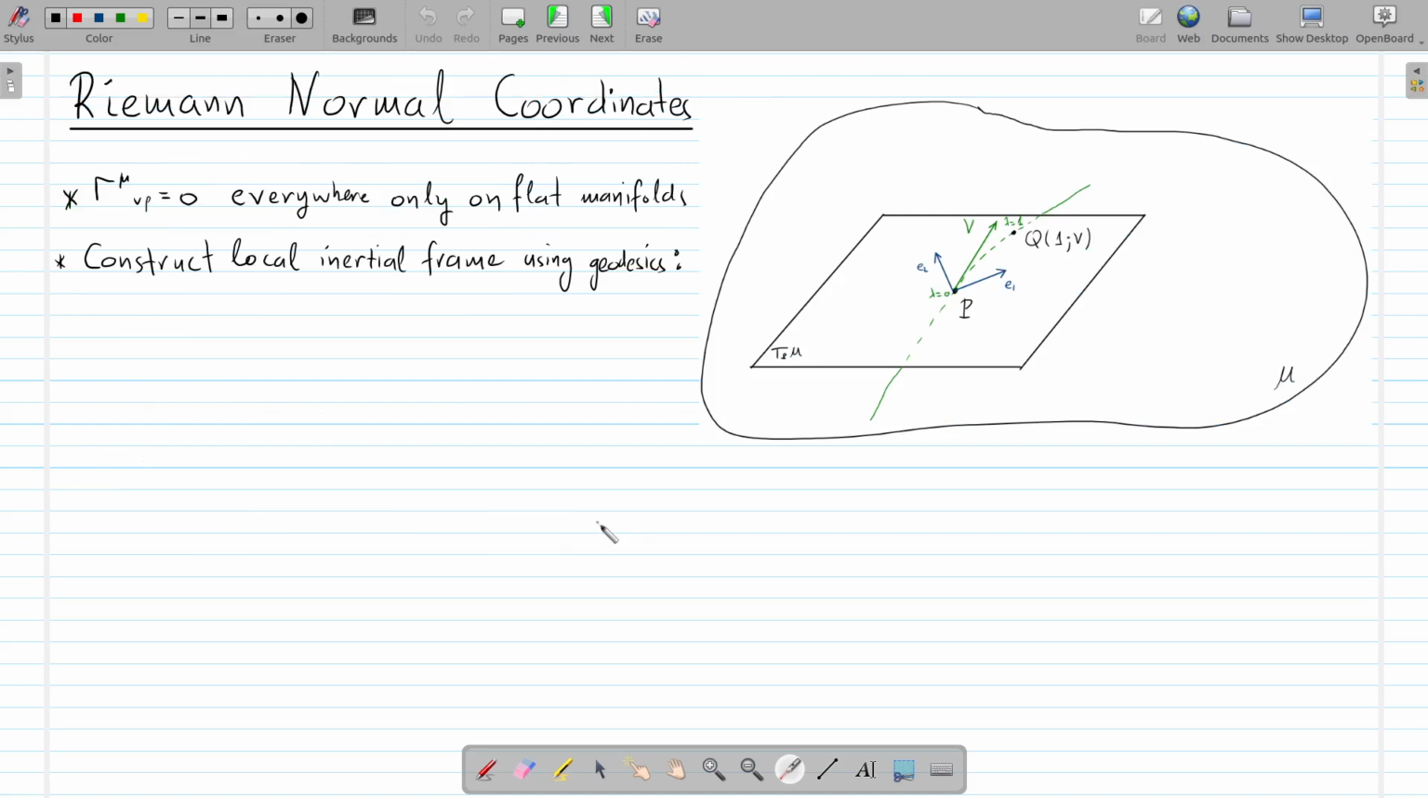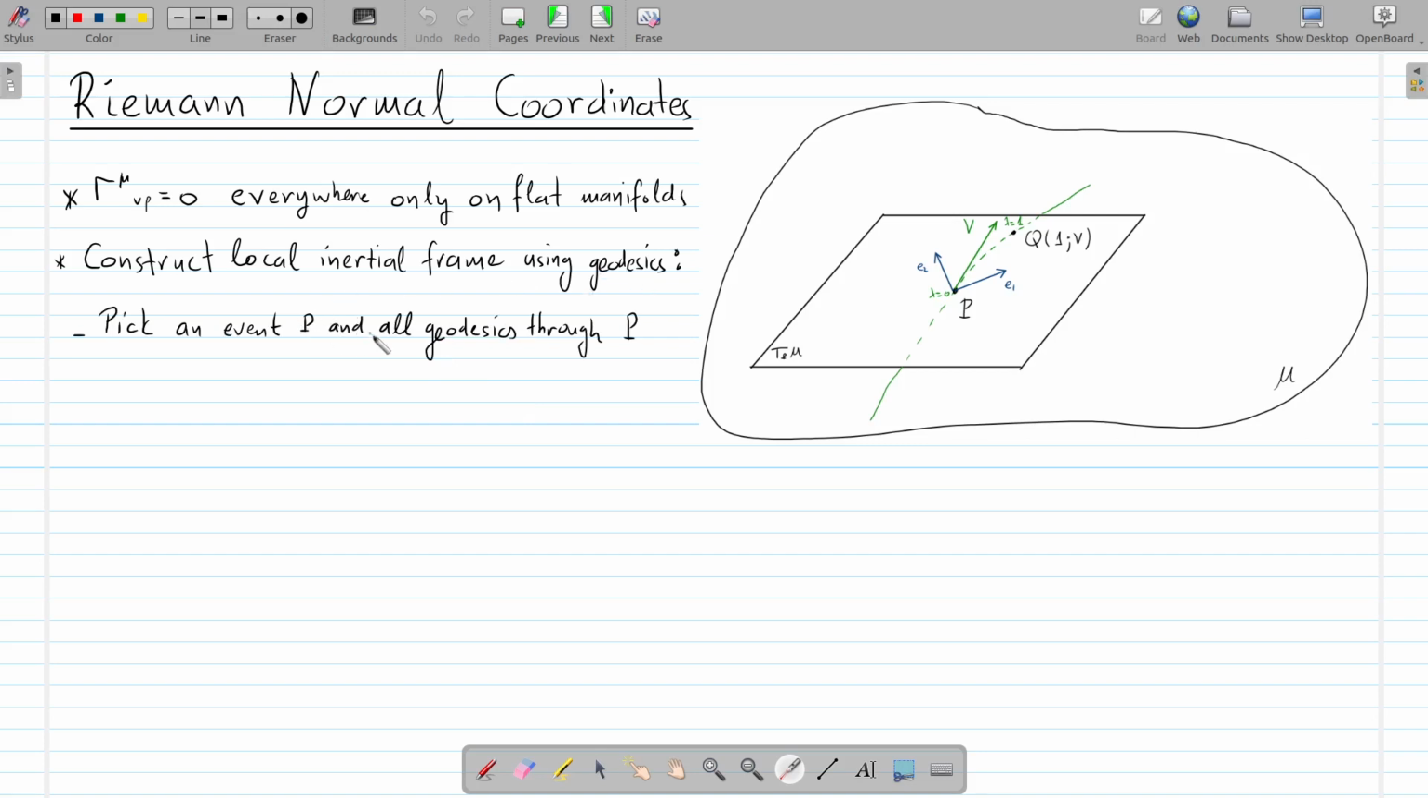Now let's move on and discuss Riemann normal coordinates. As we have already discussed in the previous video, the Christoffel symbols are 0 everywhere only on flat manifolds. But we can also choose particular frames at a given point where gamma vanishes at that point, and that will give us inertial frames. Let's make such a construction using geodesics, and that will give us the Riemann normal coordinates.